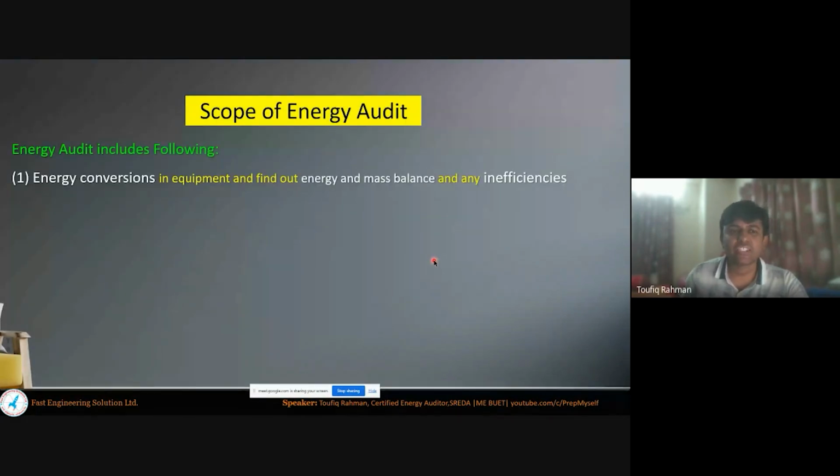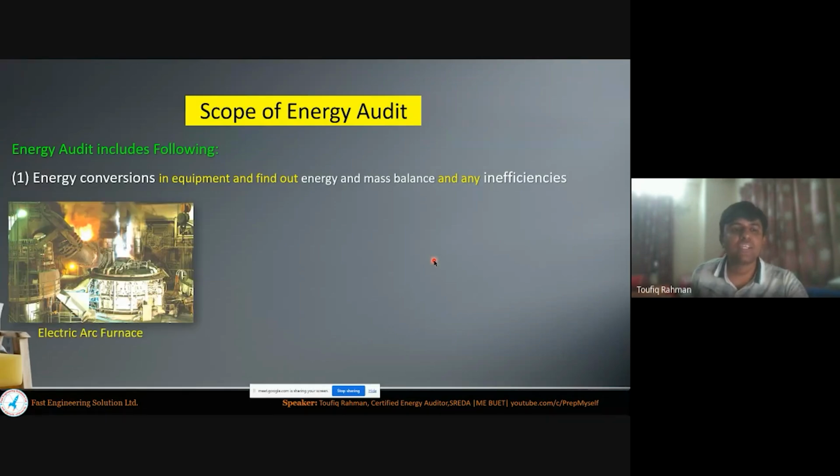Energy audit includes the energy conversion systems. If you are a job seeker, you mostly do not know about this, because you have not entered the industries. So I am going to show some industries. This is the electric arc furnace. This arc furnace is used in the steel industries. The raw steel or raw scrap product is liquefied by this arc furnace.